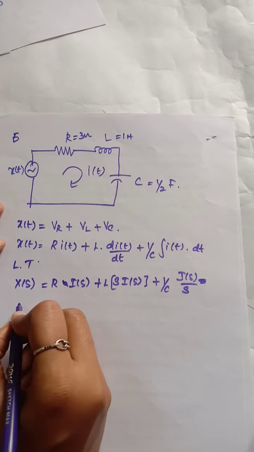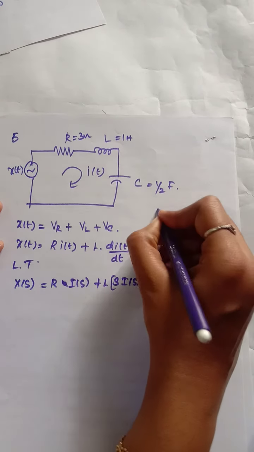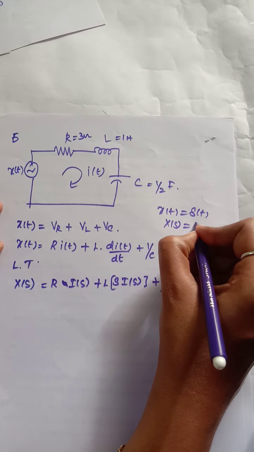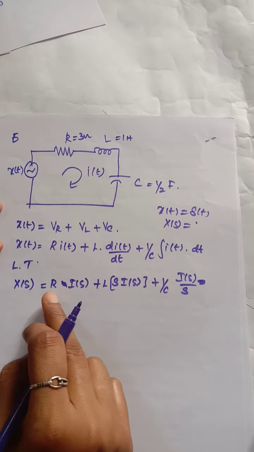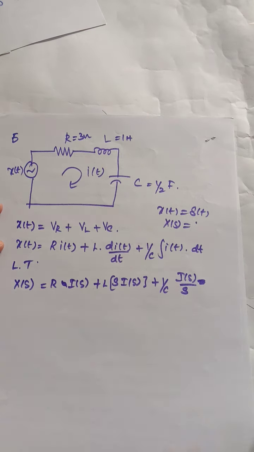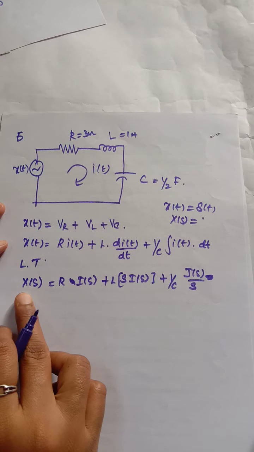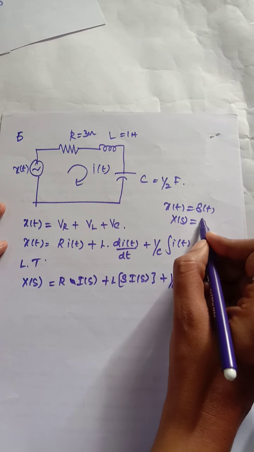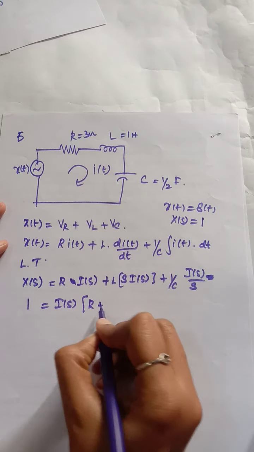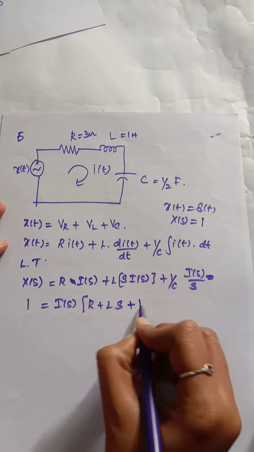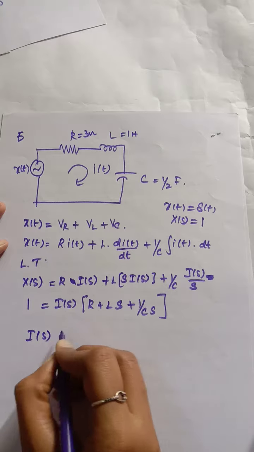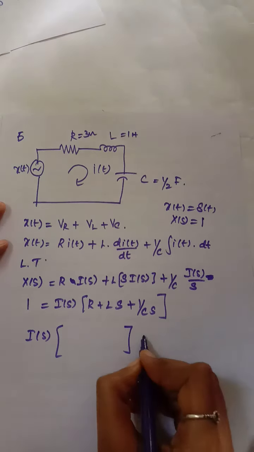Okay. Now here the input is given, x of t is equal to the impulse delta of t, therefore x of s is equal to, before that you need to first combine all the I of s terms. Here we know that the Laplace transform of the impulse is 1. So 1 is equal to I of s into R plus L into s plus 1 by C s. Okay, so you have to simplify it and write it.